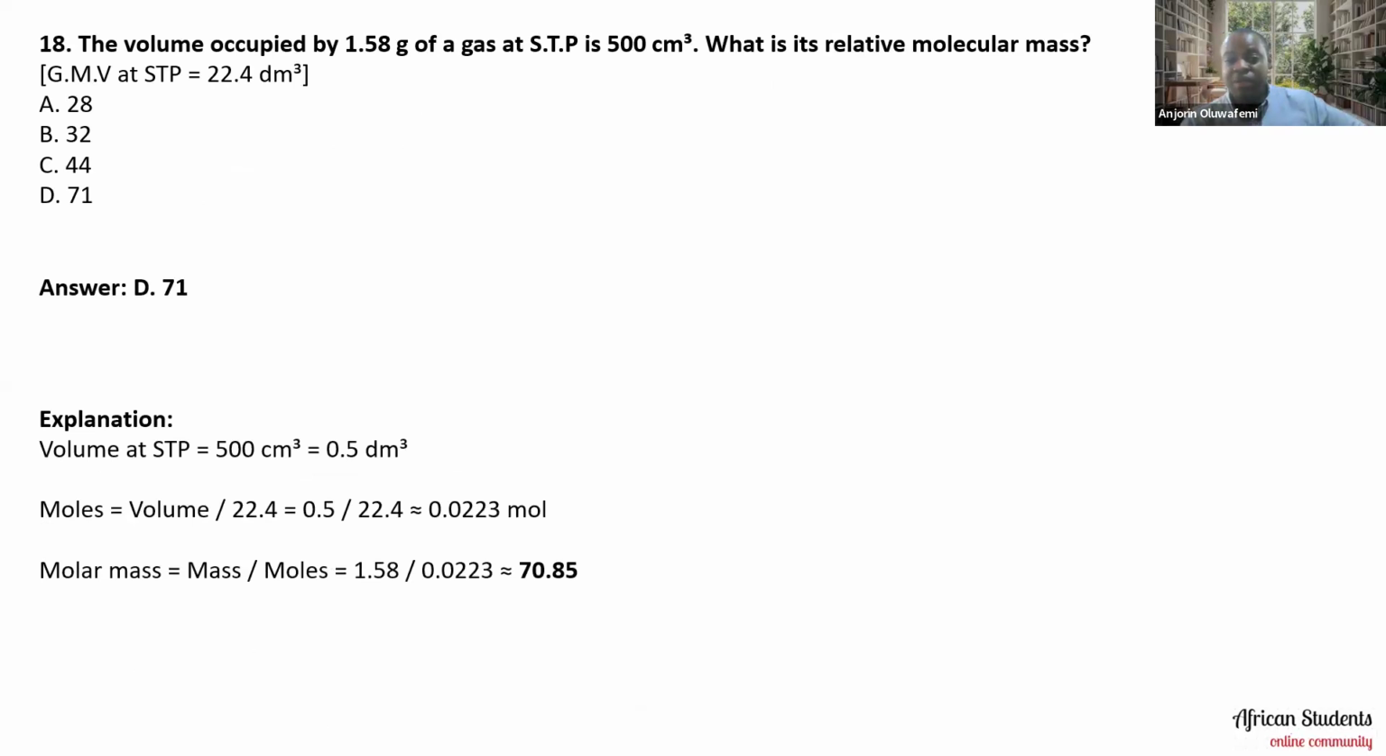Volume at STP is 500 cm3, which equals 0.5 dm cube. Moles equals volume divided by 22.4, which is 0.5 divided by 22.4, which equals 0.0223 moles. So the molar mass is simply mass divided by the moles, which will be 1.58 divided by 0.0223. So that would give us 70.85, approximated to 71 gram per mole.